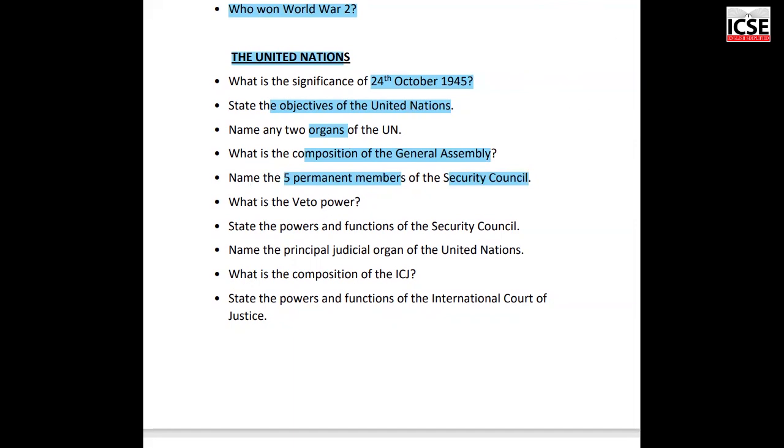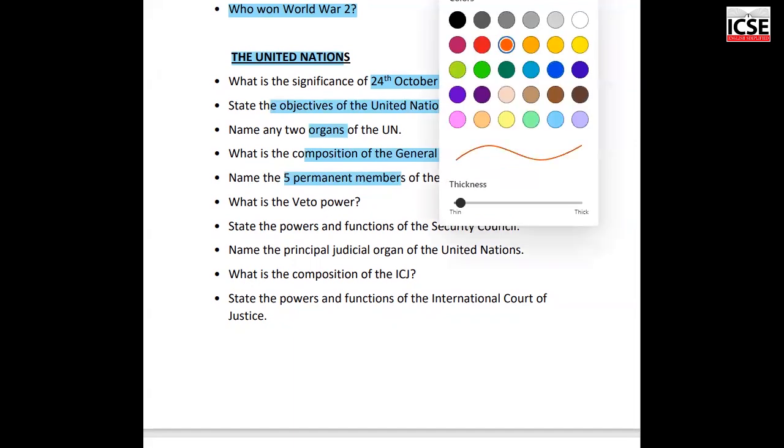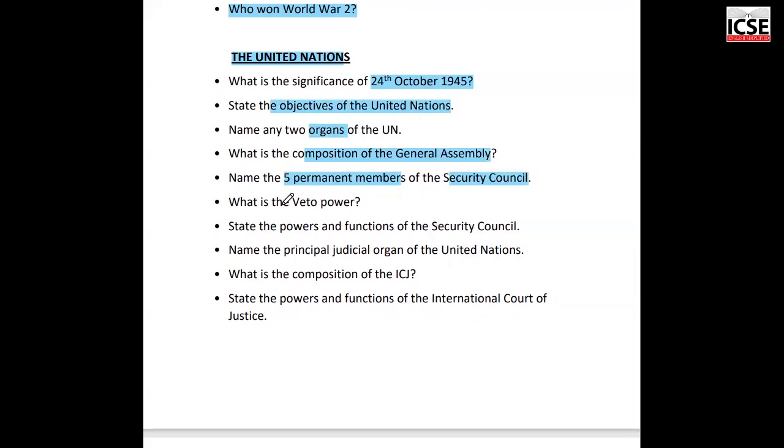Okay. Then the next, what is the veto power? So when you talk about veto power, this is a special power that is given to the permanent members of the Security Council. What does it mean? It means a negative vote. If a negative vote is exercised by a permanent member of the Security Council, then a decision will not be taken. What are the powers and functions of the Security Council? Again, very important, learn at least 4.